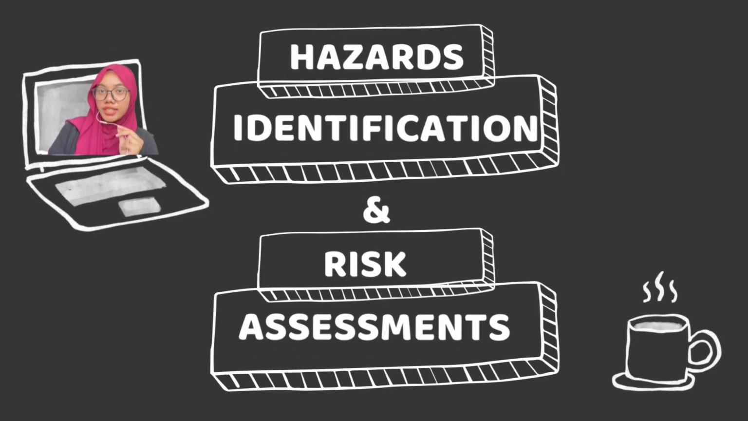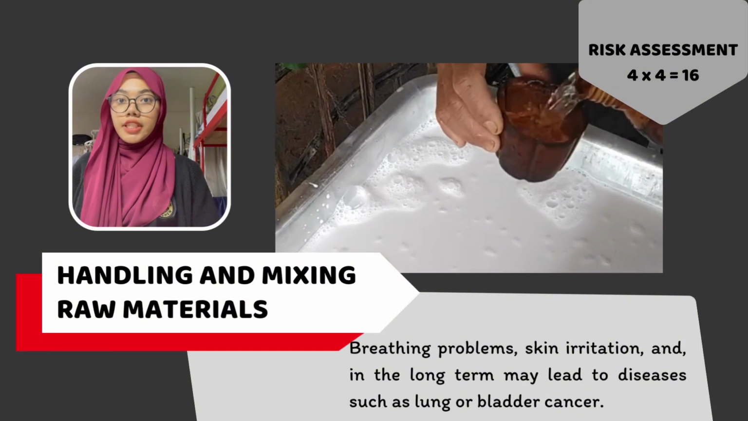So now I present the hazard identification and risk assessment for the rubber manufacturing process. The purpose of this hazard identification is to recognize and evaluate any situation that may cause injuries, illness, or property damage. First is handling and mixing raw materials.